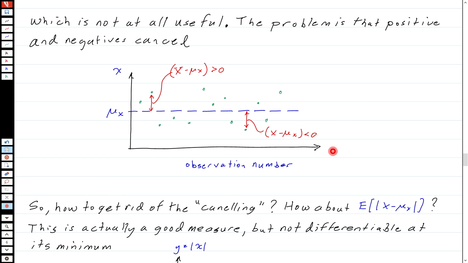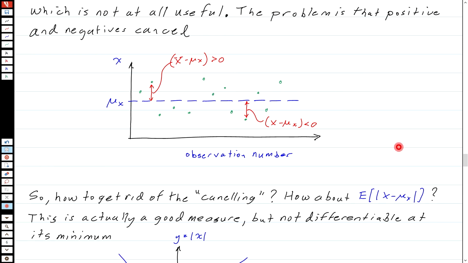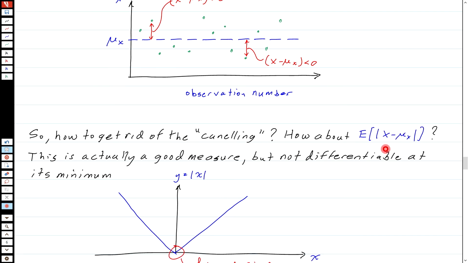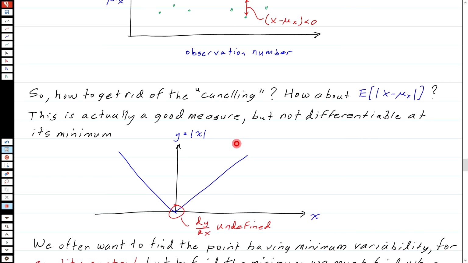So how do we get rid of this canceling of the sign? Well, we just got to get rid of the sign. And so another possibility is to take the absolute value, expected value of the absolute value of x minus mu of x. And this is actually a good measure of variability. It's better actually than the variance. We'll see the variance in a minute, where we square that difference, x minus mu of x. The problem with squaring is that if there are any errors in your observations, you are also squaring the errors. So the absolute value is actually better, but the main problem with it is that it's not differentiable at the minimum.